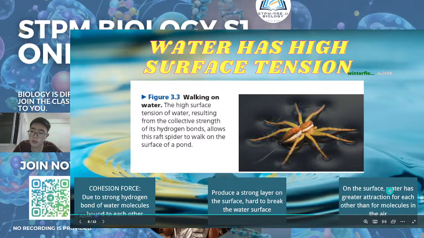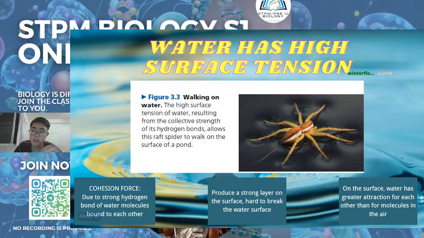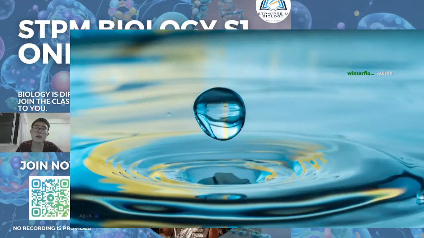And on the surface, water molecules have greater attraction for each other than for molecules in the air. So compared to the air, at the surface the water molecules are attracted very tightly, and also compared to molecules inside the water.